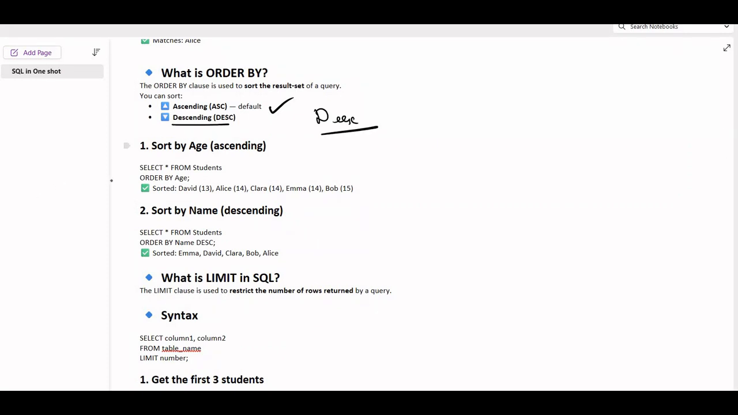For example, we see sort by age. Sort by age is ascending. As I said to you, ascending is the default, so you do not need to give ASC again with ORDER BY age. It's not necessary, because it sorts in ascending order by default. Okay.